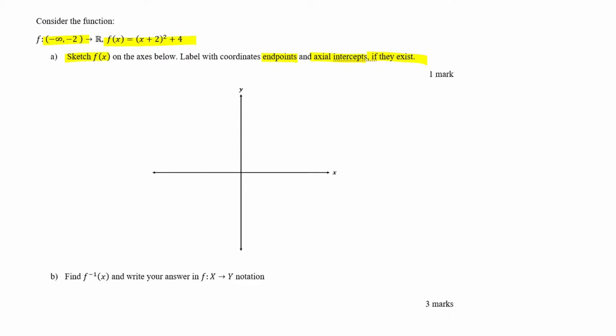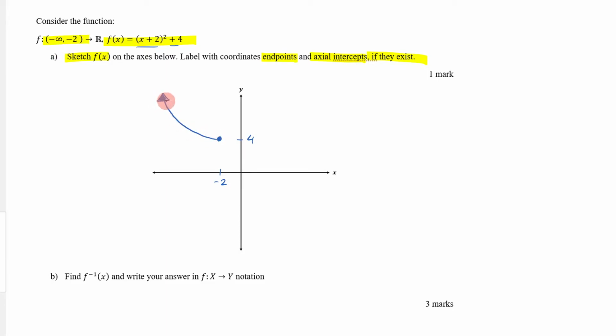So we've got a quadratic, (x + 2)² + 4. It's in turning point form. This is telling me that I'm moving 2 to the left, so it's negative 2 here. This is telling me I'm going 4 up, so I'm right here. Then, as you can see, I'm going from negative 2 to negative infinity, so it's going to be backwards like that.